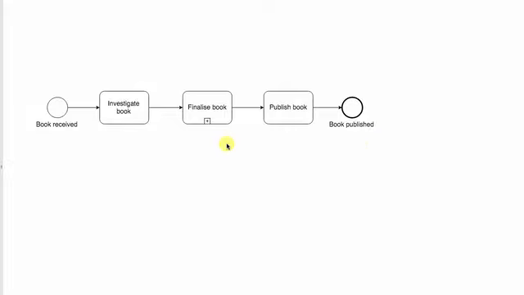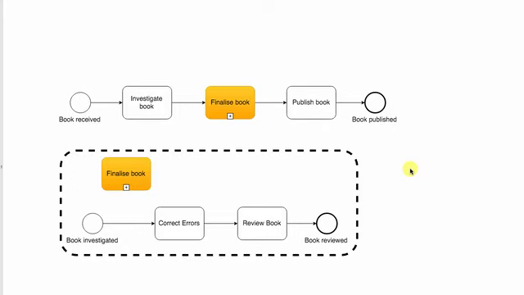Let's take a closer look at the sub-process of finalizing the book. So here is our sub-process of finalizing the book. We have our start event being book investigated, then we correct any errors we find, and then we review the book to make sure it's clean now and is ready to be published. And then we have the end event of book being reviewed, and after that we go to the next action in the actual process and publish the book.